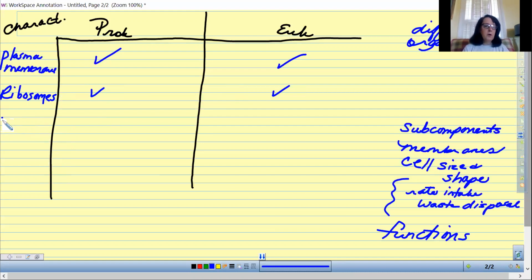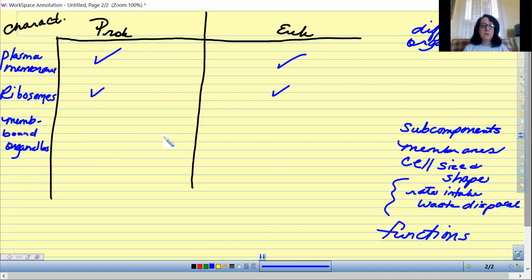The third thing we're going to talk about are membrane-bound organelles. Give you a second to think about this. Do prokaryotes and eukaryotes have membrane-bound organelles?